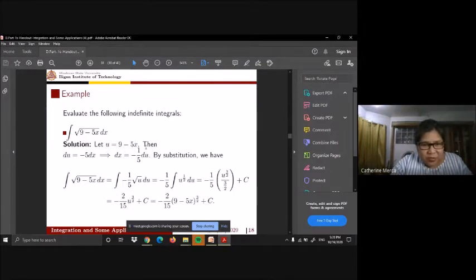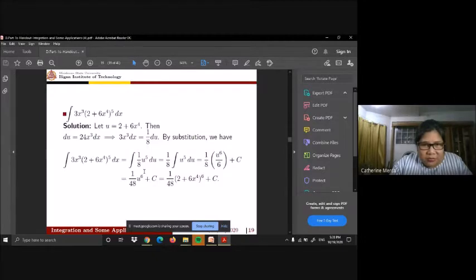You let your u to be 9 minus 5x. Then, kanina sa sulod, no? Raised to the 1/2 siya, correct? Integral of that. Raised to the 1/2. So, kung 1/2 ang inyong exponent, tapos ang u kay 9 minus 5x, ang du ani kay negative 5 dx. So, dx is equal to negative 1 over 5. I think, mga basic naman ni, just take a look at this one.